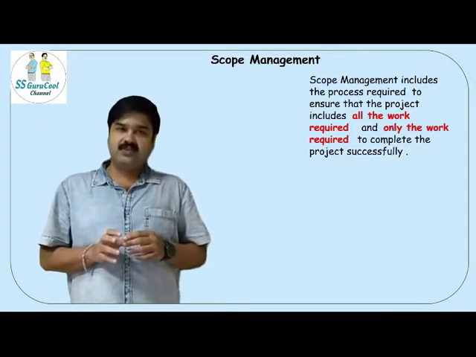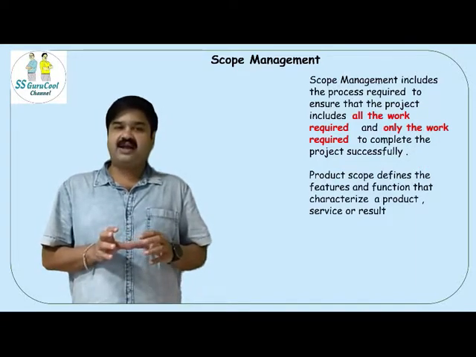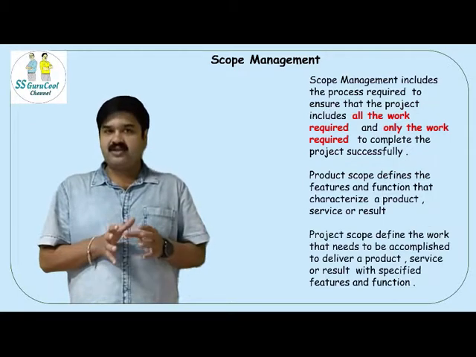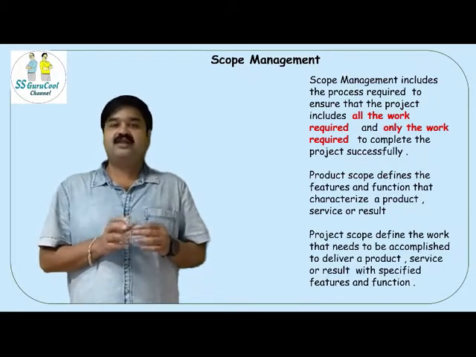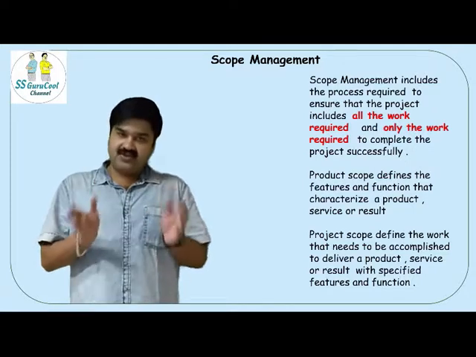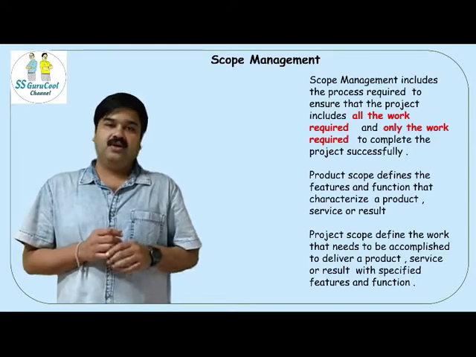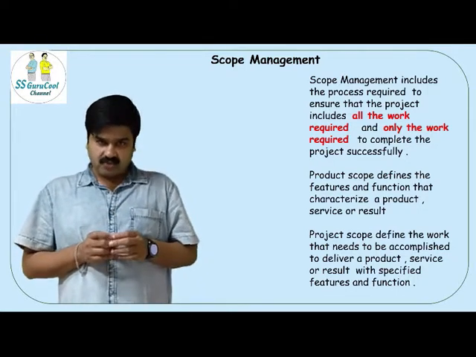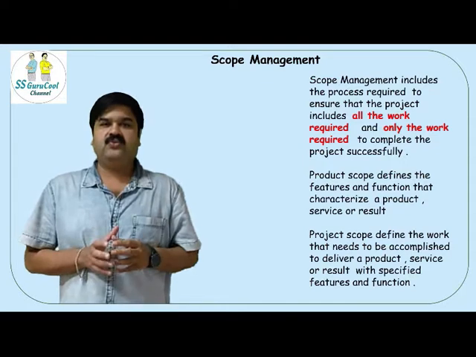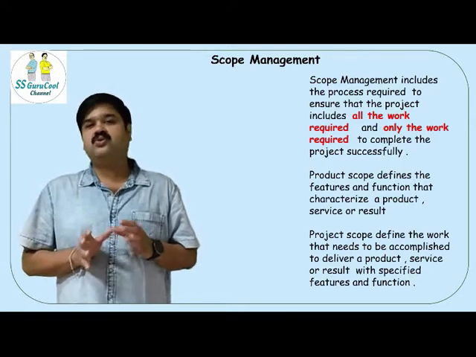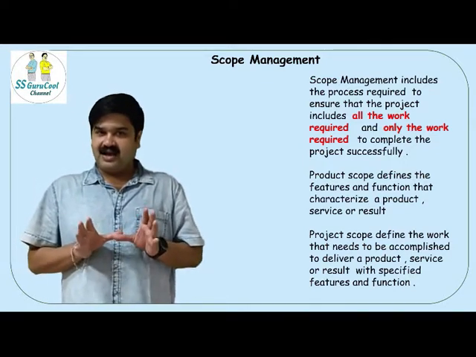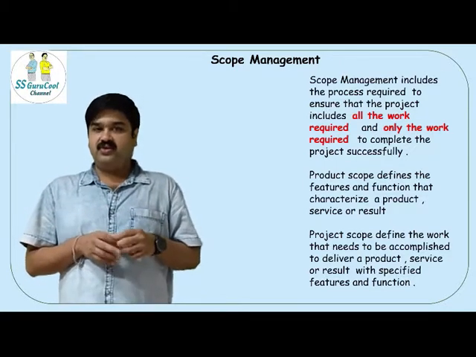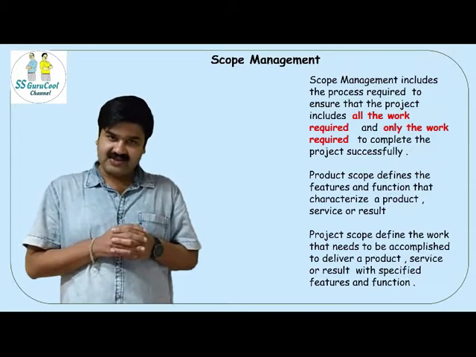Now, the product scope is nothing but the features and the attributes of a product which you are trying to develop. And the project scope is nothing but the work that needs to be done to achieve the product scope. So, when you talk about managing scope, what you basically do first is you plan how to go about this entire aspect of scope, that is plan for scope, and then you go about collecting the requirements.